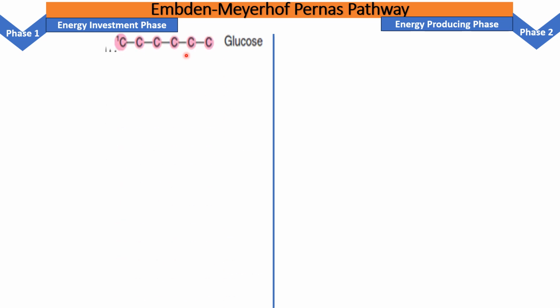Now let's look at the first phase. In the first phase, as we already said, this pathway starts with glucose. We have glucose with carbon atoms 1 to 6. Now, for glucose to start these particular reactions, it has to be energized. That means it has to be acted upon by a kinase enzyme. So we have a kinase enzyme, which is hexokinase, that carries out phosphorylation of glucose. It transfers a high energy phosphate group to glucose, energizing the glucose molecule.